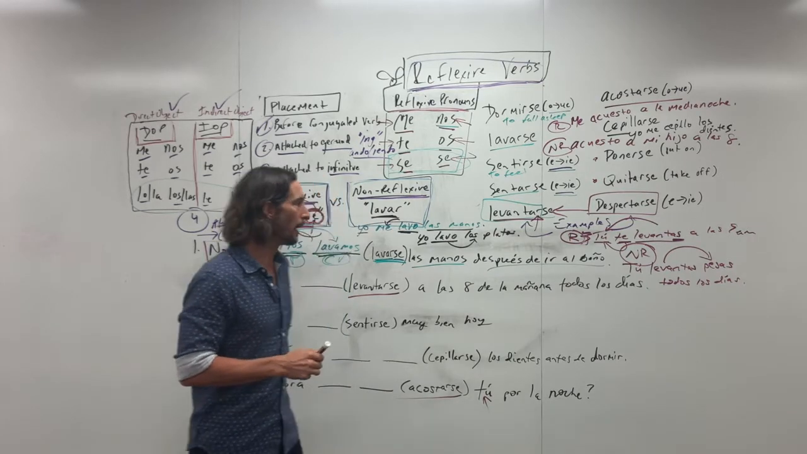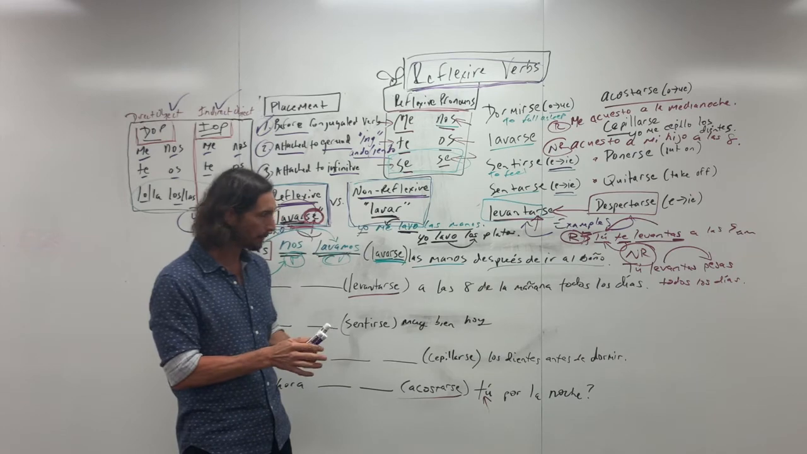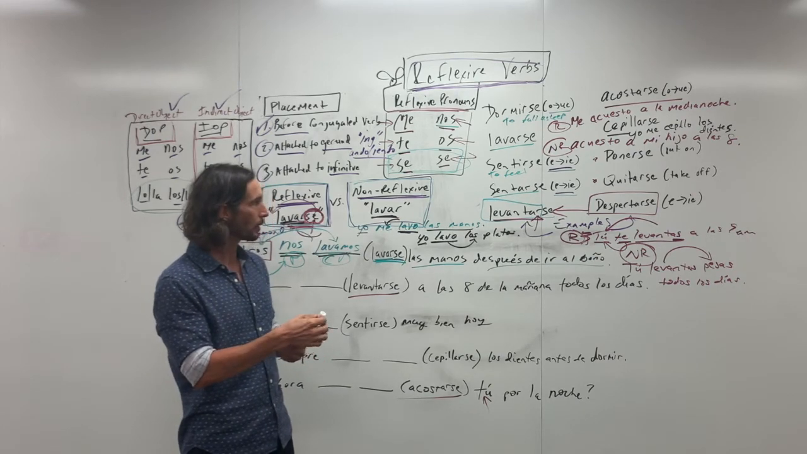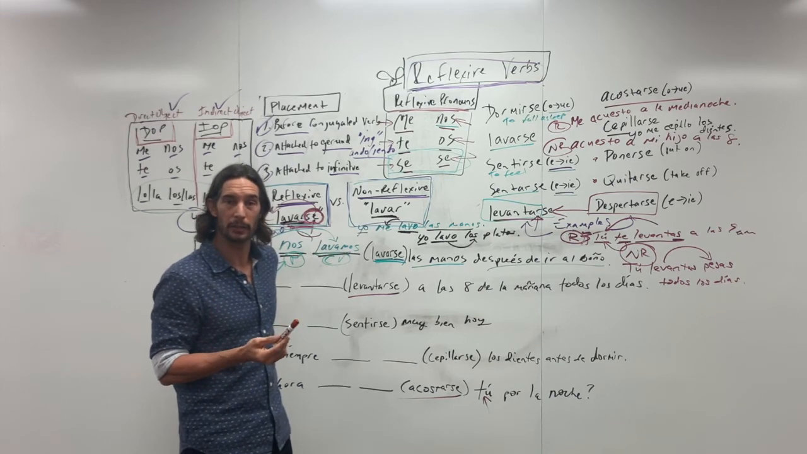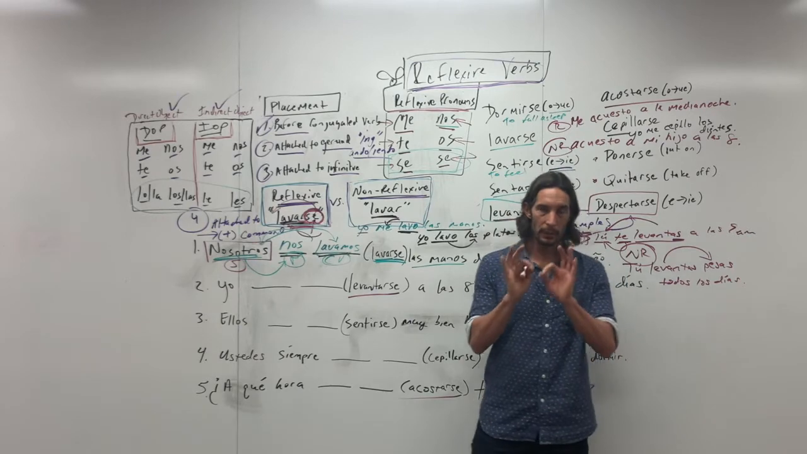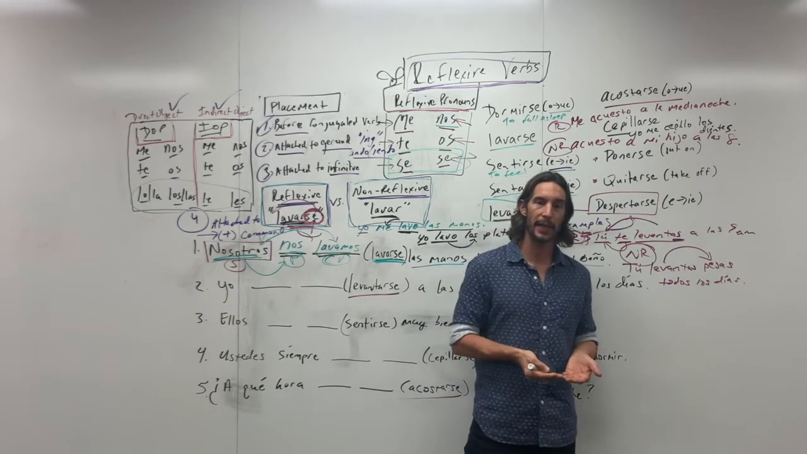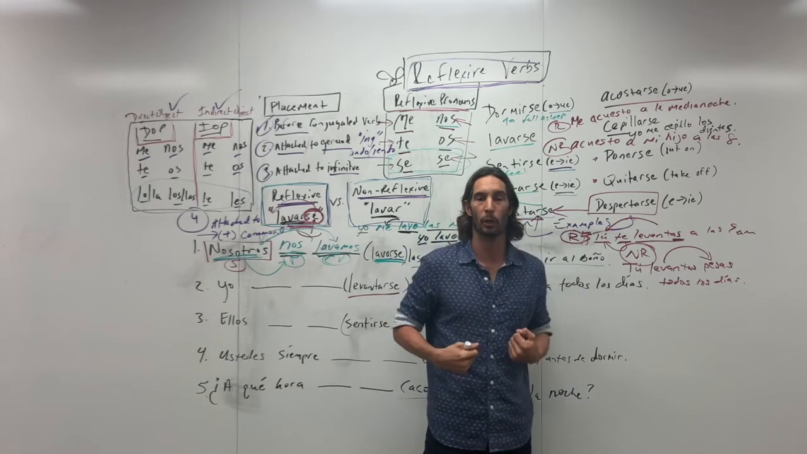But I want to focus on ponerse and quitarse, and I'm going to change it up and go with, this is like burnt orange, actually. So let's see what this looks like on the board. And so ponerse means, again, ponerse as a reflexive verb means to put on, like to put on clothes, for example.